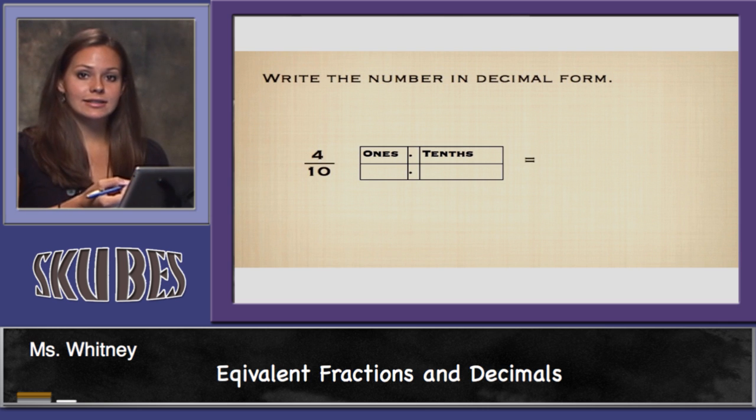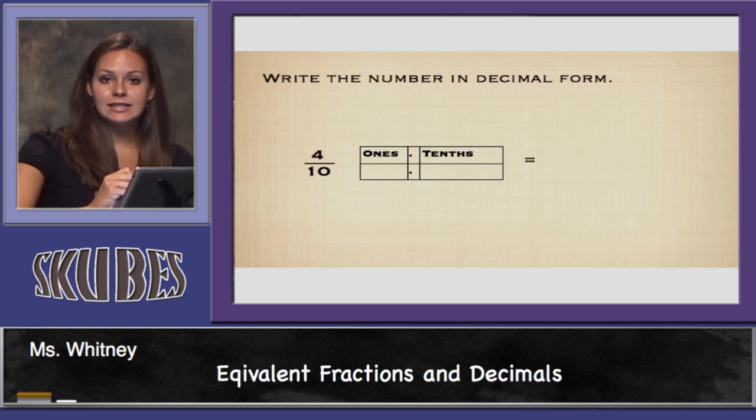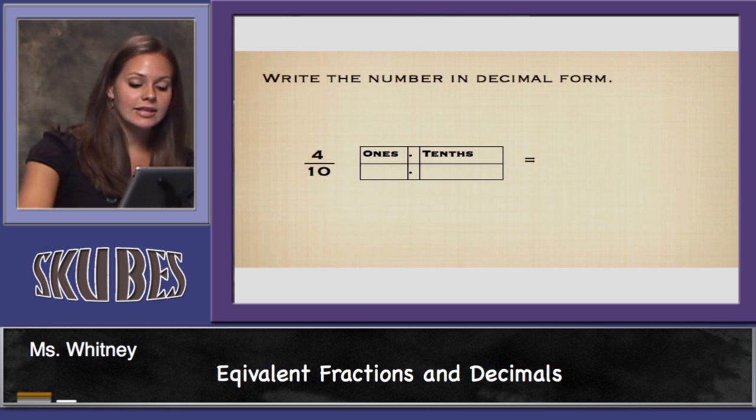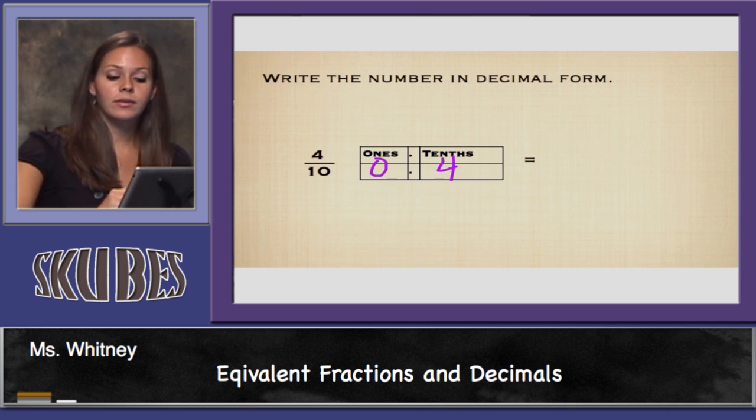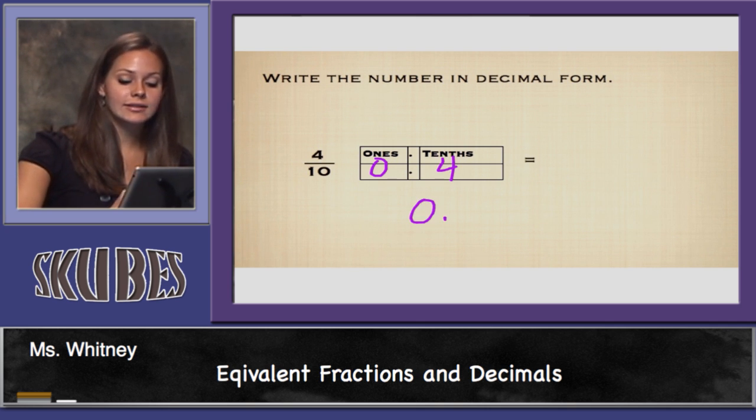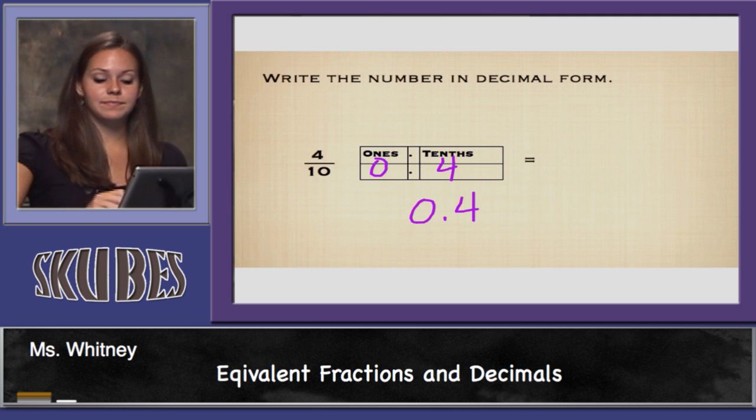Let's look at 4/10. 4/10 in decimal form is 0 decimal 4. We have 0 ones and 4/10.